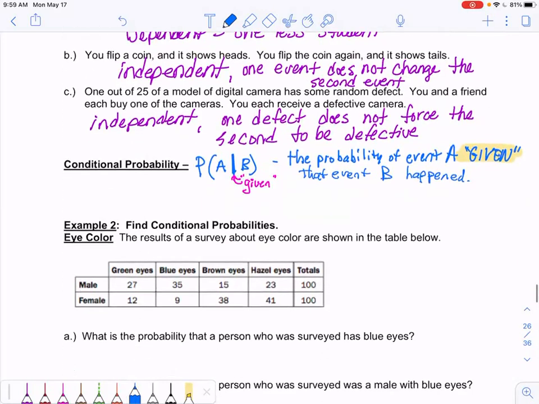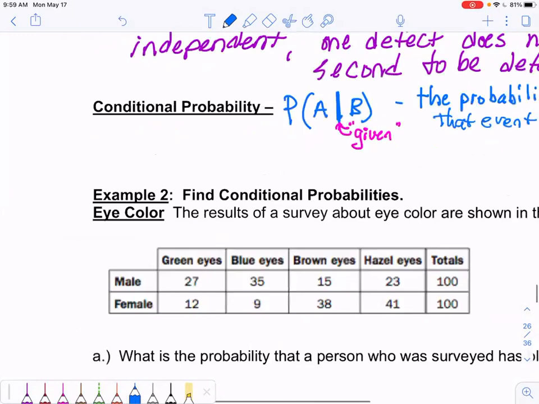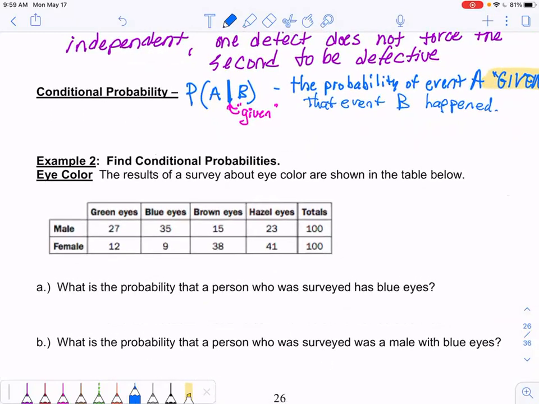So this is find the conditional probability, the eye color, the results of a survey about... that looked like a V to me. That's a Y. Oh my goodness. Eye color. I was like, that's why it doesn't fit. I need to get my eyes fixed. The results of a survey about eye color are shown in the table below. What is the probability that a person who is surveyed has blue eyes? So we're just starting out with regular probability.